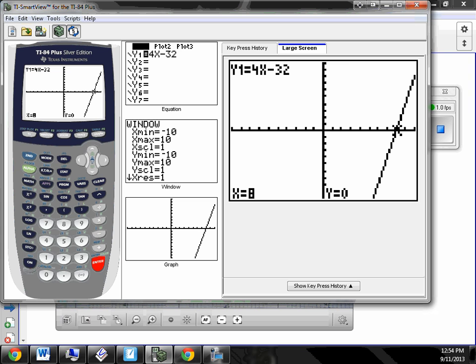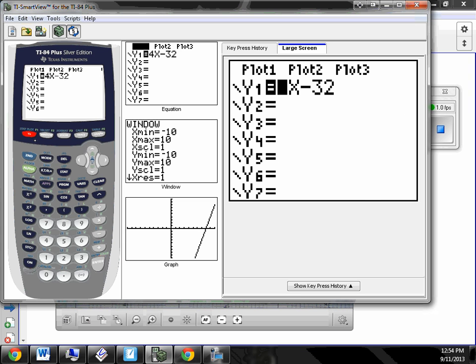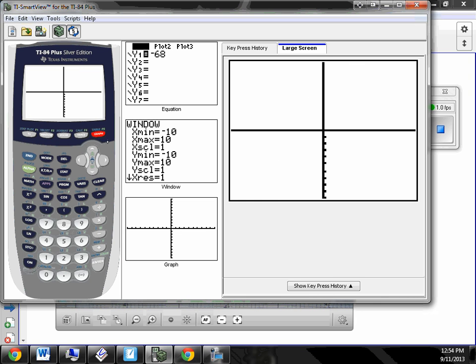Let's graph the second equation. Negative 6x plus 8. Graph. Okay. What is the y-intercept? 8. You can get that from the equation. The constant of the equation is positive 8, so the y-intercept is 8.